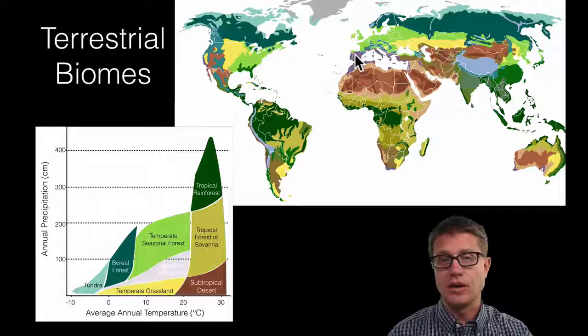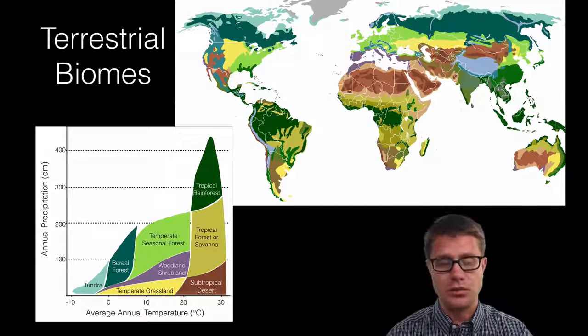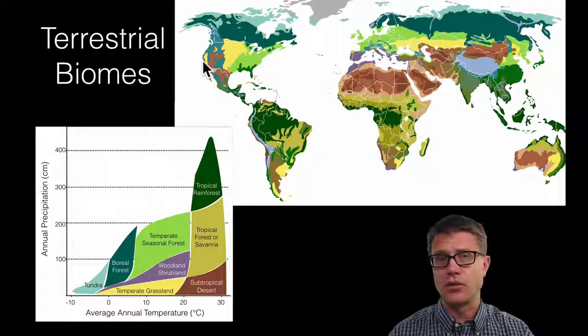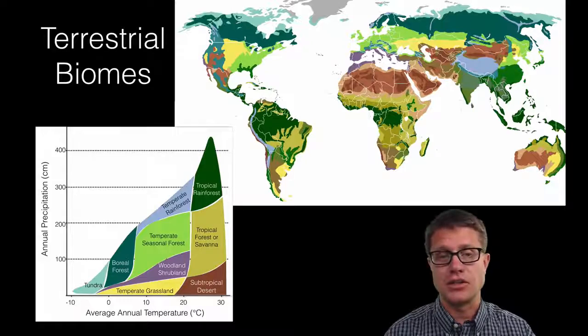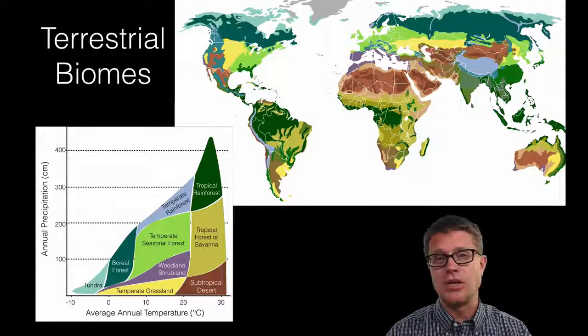So right here in the Mediterranean, we're going to have woodland shrublands. We would have that over in California as well. And then if we go up here, we'll have these temperate rainforests where it's cooler, but they receive tons and tons of precipitation throughout the year. And so you can see those are the major biomes.